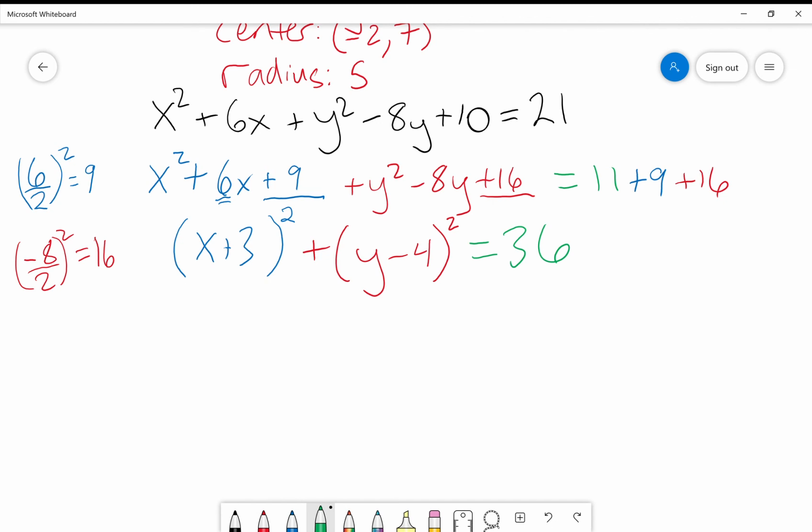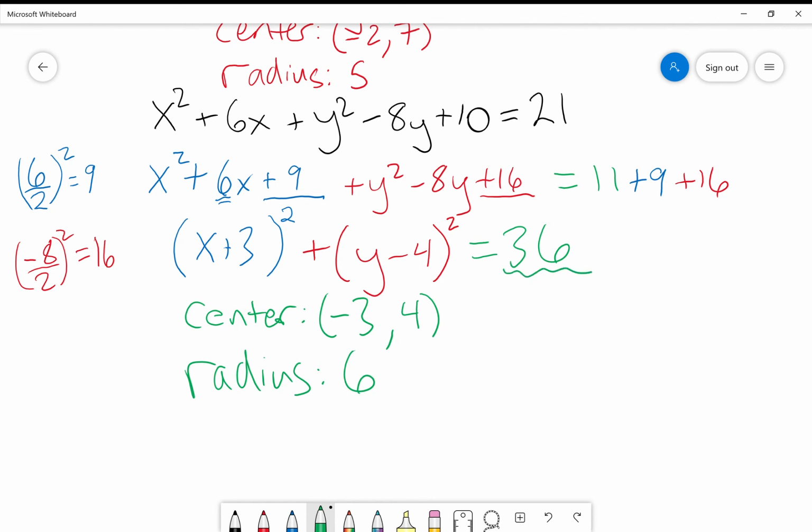So I have completed the square. I've put it into its nice, wonderful form here, where we can see what our center is. Center is negative 3, comma 4. And my radius is equal to 6, right? I square rooted 36. Sometimes this number ends up real nice. Sometimes it's not a perfect square. We generally try to make it that way in a lot of our problems, but it's not always going to be guaranteed to be that way.